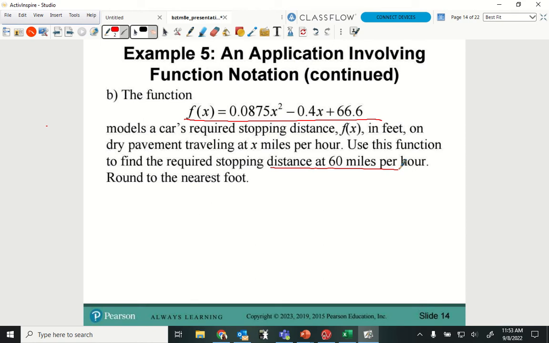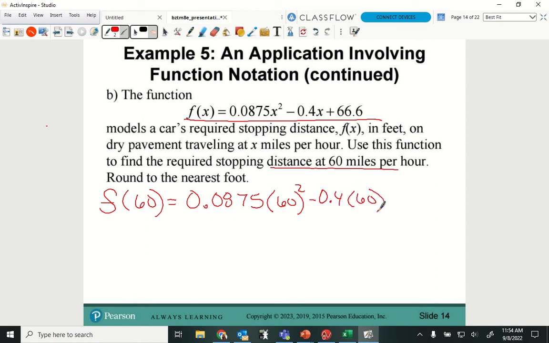So we're going to write this. I'm going to write it in function notation and show you what to put in the calculator. So the function evaluated at 60 is 0.0875 parentheses 60 close squared, minus 0.4 parentheses 60, plus 6.6.